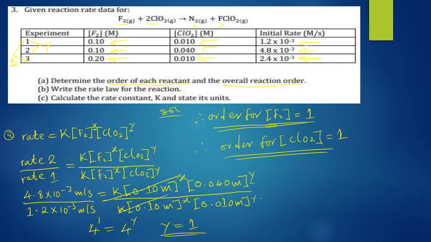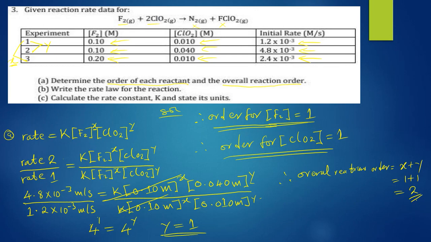Now the same question is saying we need to determine the overall reaction order. So how can you determine the overall reaction order? The overall reaction order is just the sum of x and y. So overall reaction order is equal to the summation of x and y. Just have to add these orders. So your x is 1 and your y is 1. So the overall reaction order is 2. Then you're done. Just like that.